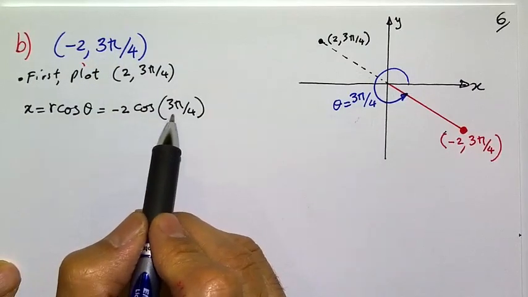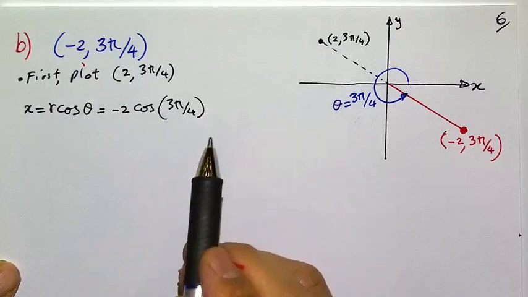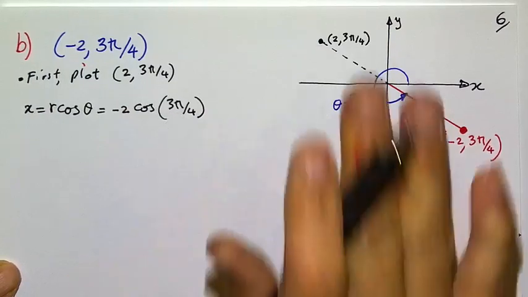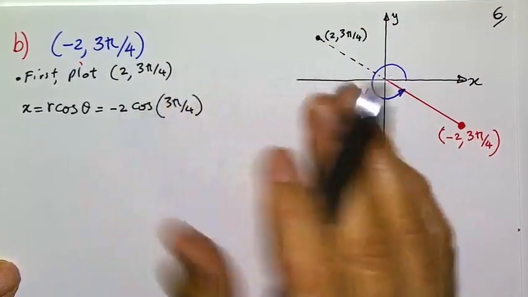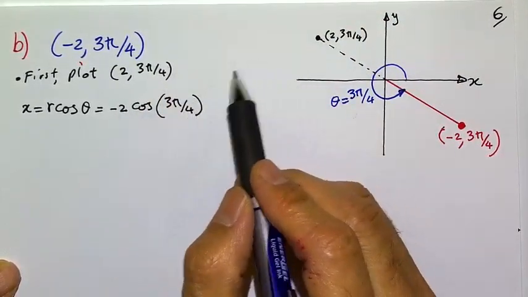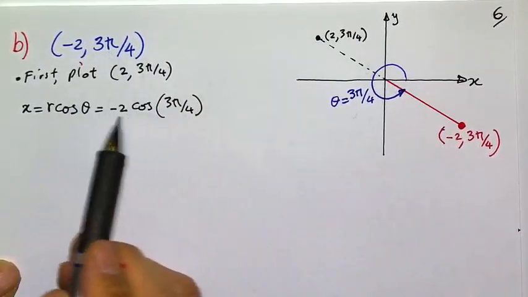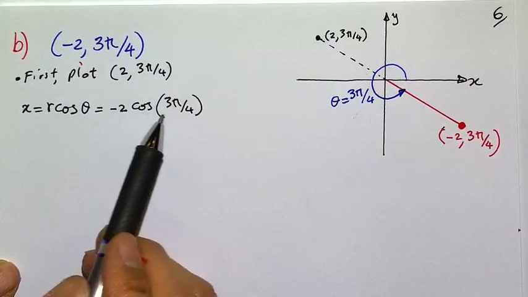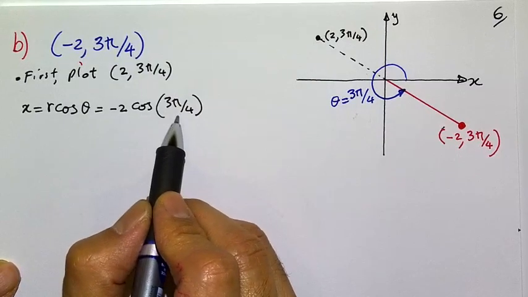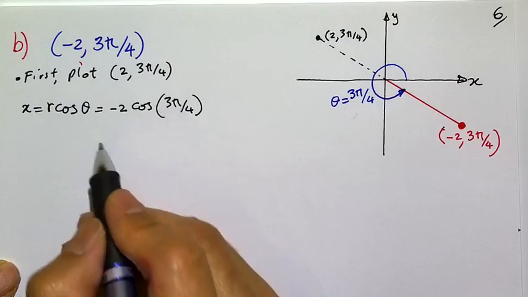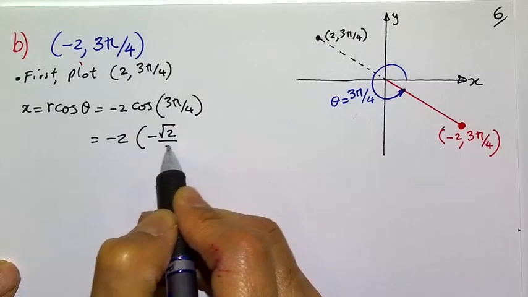So cosine of 3 pi over 4, this quantity, is in the second quadrant, not that picture. That's why I'm afraid that I might confuse some of you. I hope not. But this is just to get a feel for where this point is. When you make the calculations, just look at this. Don't look at that. 3 pi over 4 is in the second quadrant, where cosine is negative. So minus 2 times minus square root of 2 over 2.